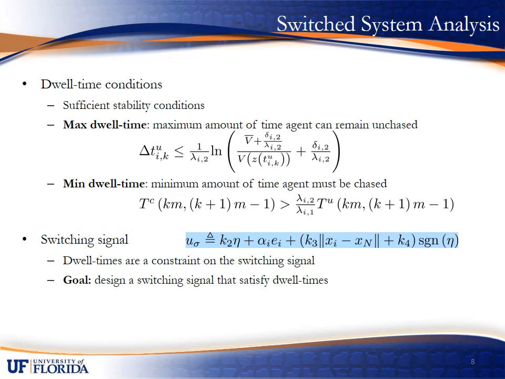So the problem now is that we still don't have our switch signal. As I said, the dwell times are only a constraint on the switch signal, but don't give us a switching signal. That is, we still have to decide a rule to tell the controller which agent to chase. So our goal is going to be to design a switching signal that satisfies the dwell times.